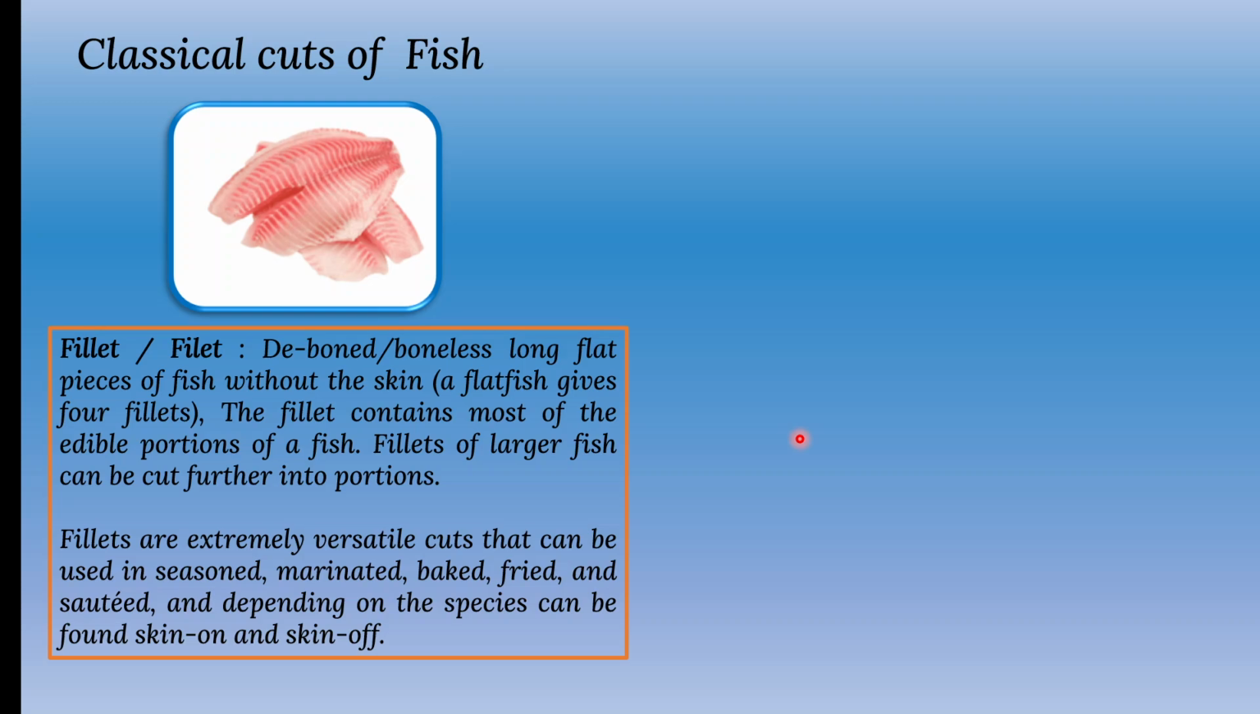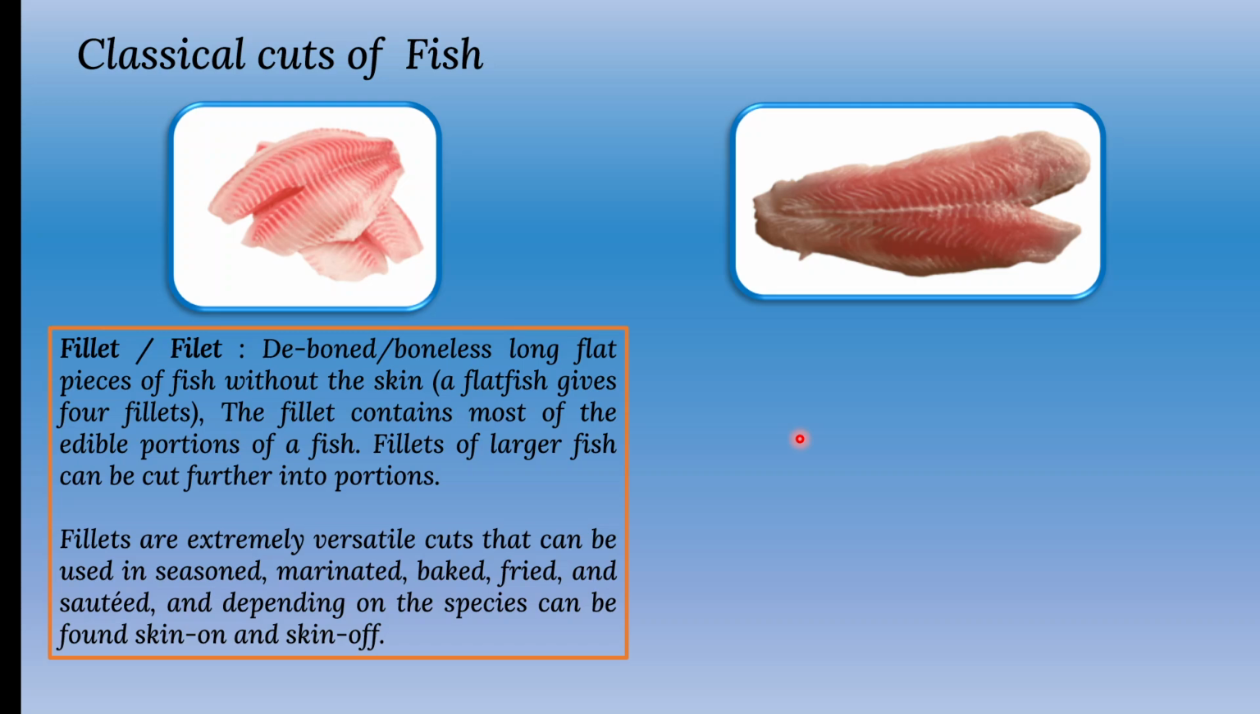Now if you remember, we mentioned in the shapes that flatfish have two fillets. Some of the flatfish also have four fillets. Round fish have two fillets. So this means one of the sides. Maximum two fillets or four fillets we are getting.